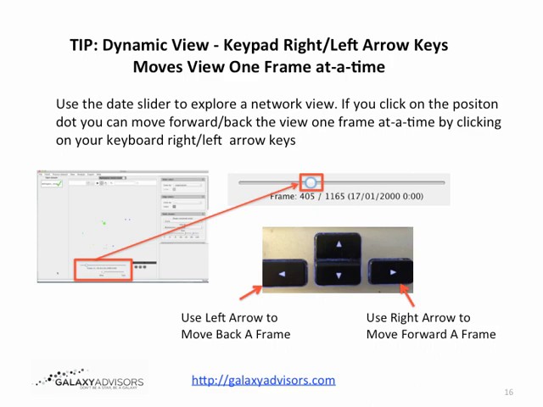A real tip, and a kind of precision control: if you do a dynamic view, the keypad right and left arrow keys enable you to move one frame at a time. Use the date slider. I have on the left hand side here a zoomed out view of Condor in a dynamic visualization, and I have highlighted the date slider with a red rectangle. Now if you click on that date slider, it activates the left and right arrow keys, so you can move it one frame at a time. That gives you very precise control over the dynamic view.